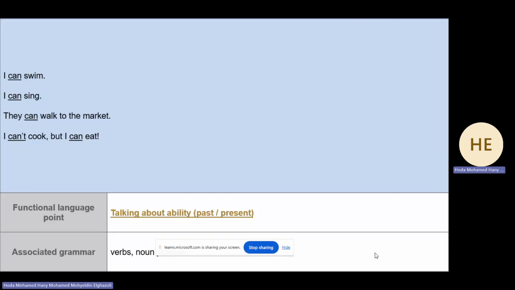Now, talking about ability, we use can. I can swim. I can sing. They can walk to the market. I can't cook, but I can eat.